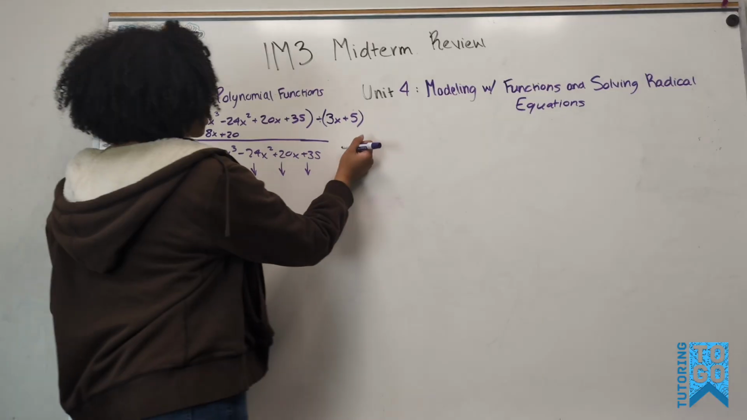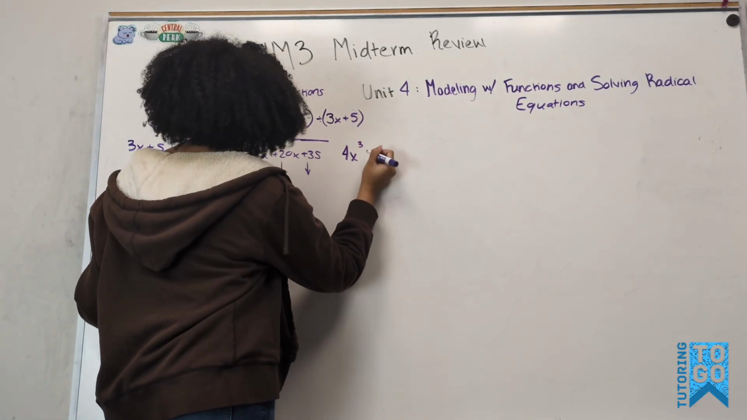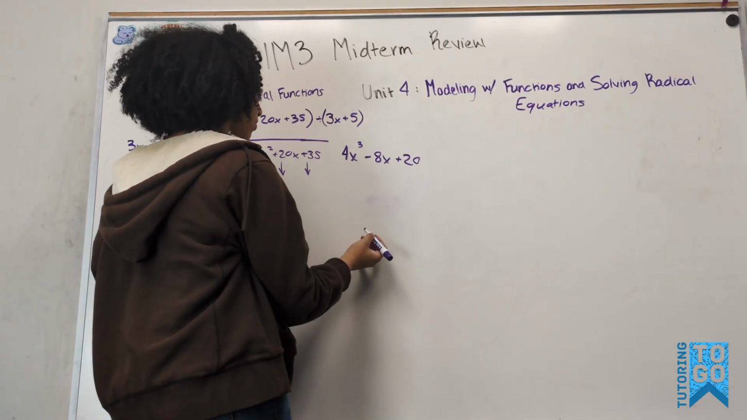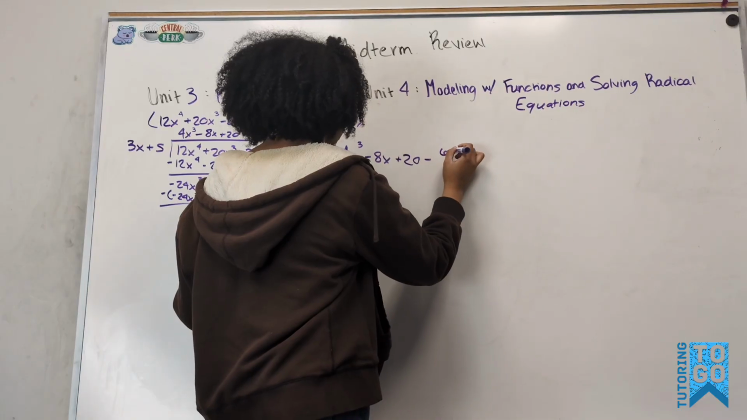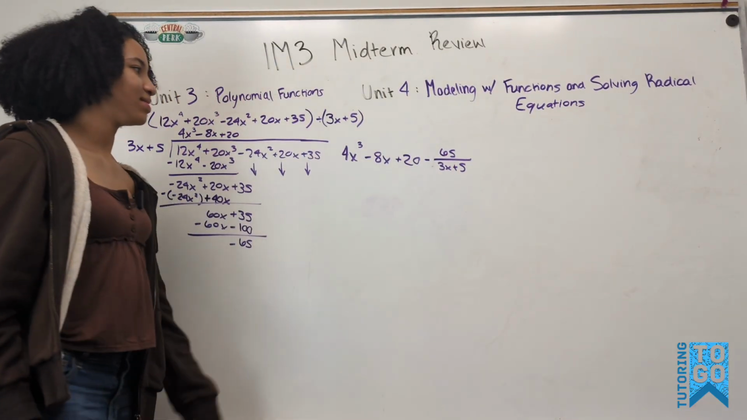So when you're writing the answer, it's going to be 4x to the 3rd minus 8x, and then plus 20, and then when you're writing your remainder, you're going to do minus 65 divided by 3x plus 5, and then this is your answer.